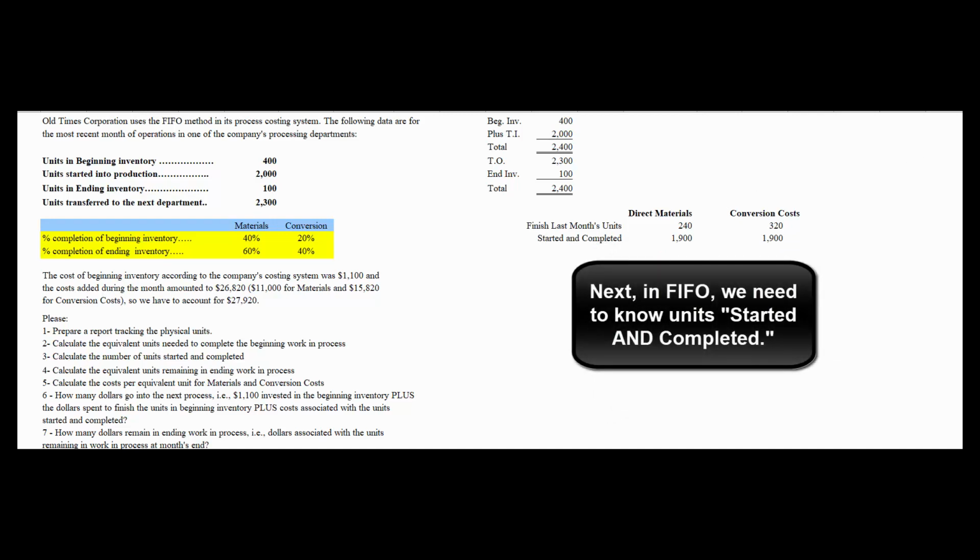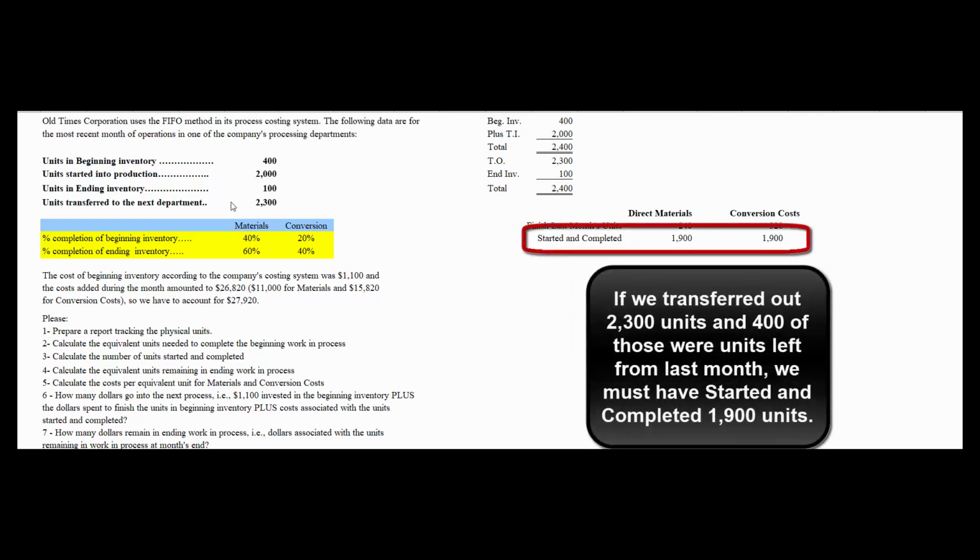Then in FIFO, we have to figure out how many units we started and completed. Well, if we transfer 2,300 units onto the next department, and 400 of them were leftovers, there must be 1,900 units that we started and completed this month, where we did 100% of the work this month.